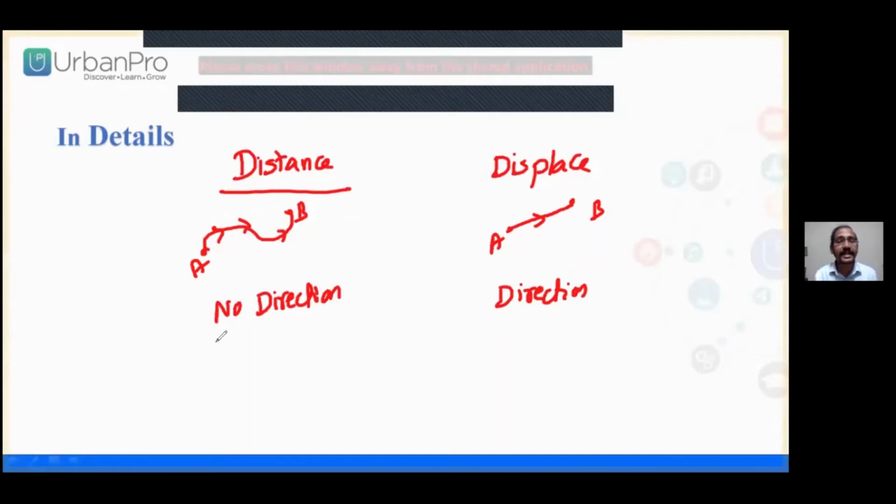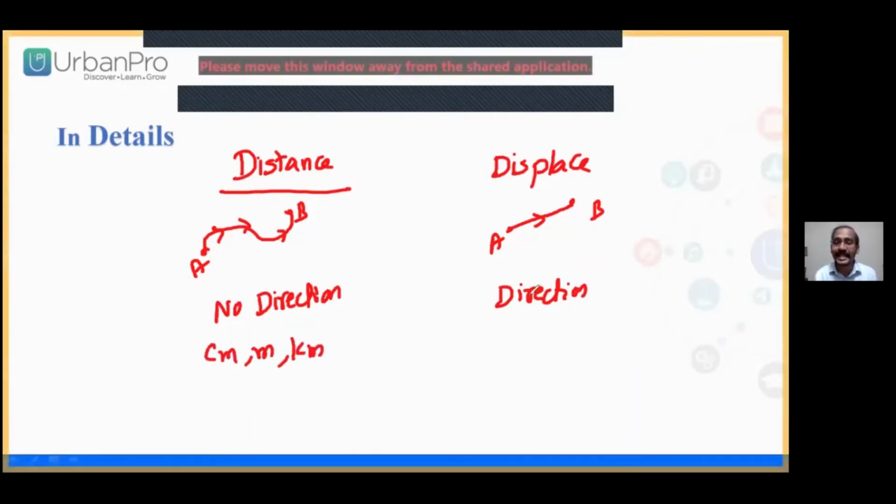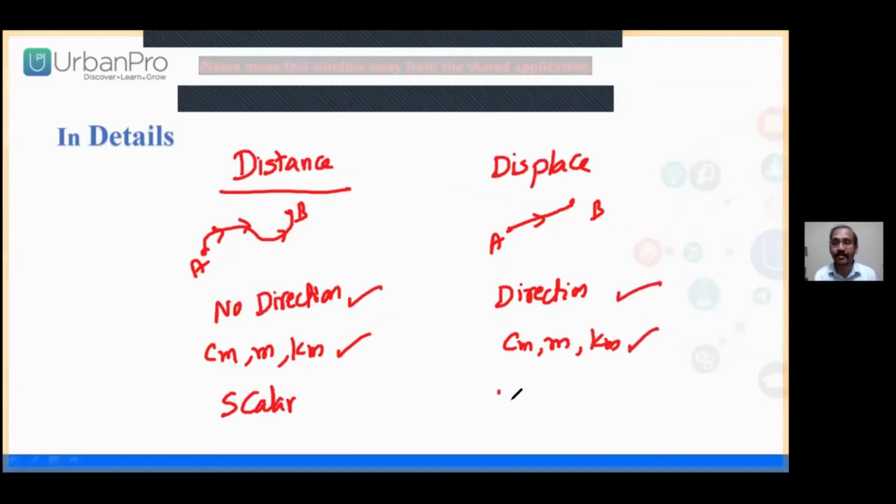Distance we can measure in centimeters, meters, kilometers. Displacement also is measured in centimeters, meters, and kilometers. Now, we can remember, any physical parameter having magnitude and no direction is a scalar. And any physical parameter which has magnitude and direction is called a vector. Hope it is clear to you.